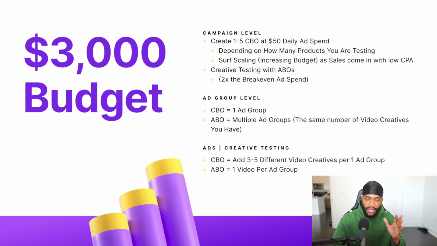So the same structure that we had in the past for the $250 a day budget, but up to 5 CBOs for 5 different products. Now, I'm going to surf those products throughout the day, meaning increasing the budget as different sales come in for each of the products.